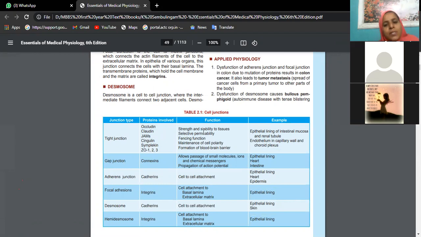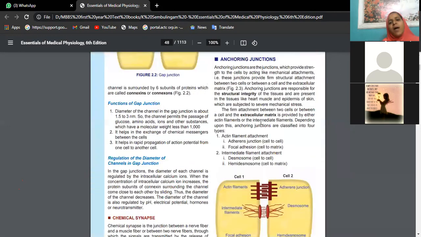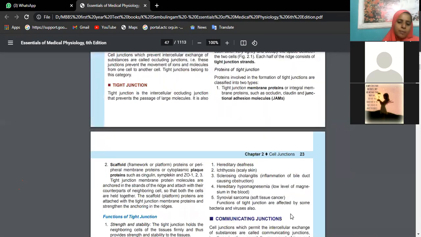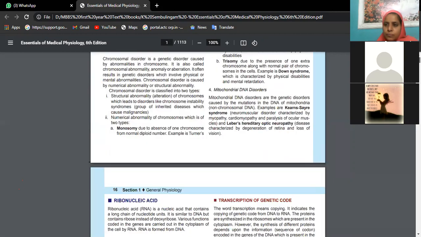So they actually give strength and stability to tissues. They also help in selective permeability, fencing function and all. So example, epithelial lining. Where do we see? In the intestinal mucosa and renal tubules. Endothelium in the capillary wall. So you just give this table and draw as many diagrams as possible, better. Okay. So that is all about this one, better.